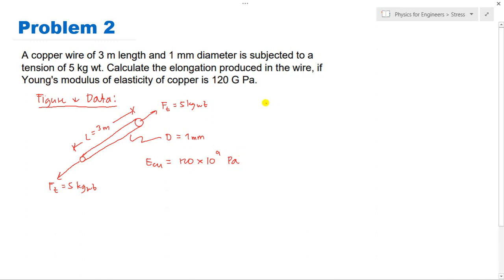Okay. So ato pud isulat ang requirements. So the required for this problem is we are going to solve for the elongation. So unsa to ang elongation? That is related to strain, which is denoted by delta L. So mao ni siya, elongation.